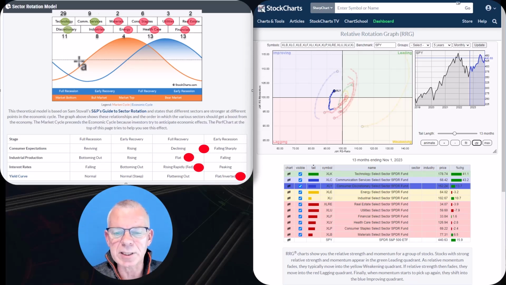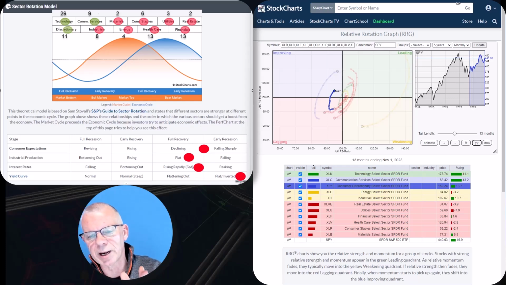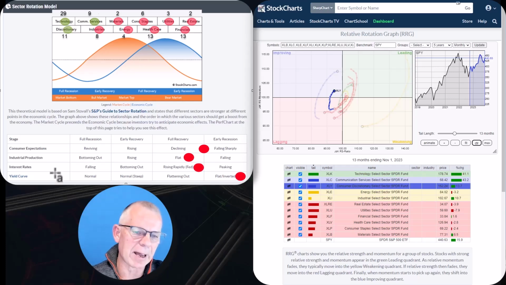I think that means something, especially when you put it together with the sort of line in the economic cycle that is moving to the right of the chart and going back to the beginning.